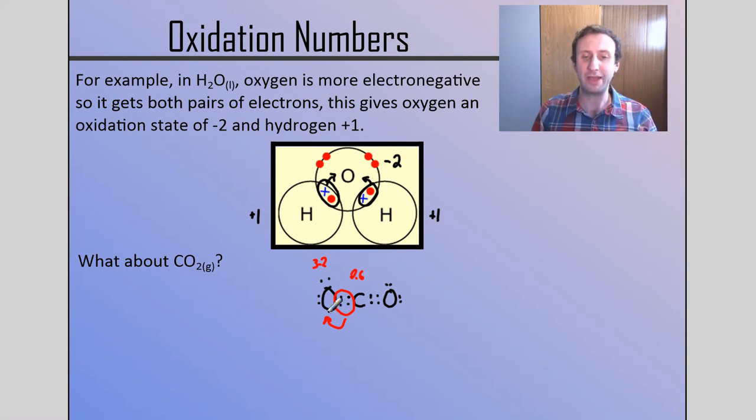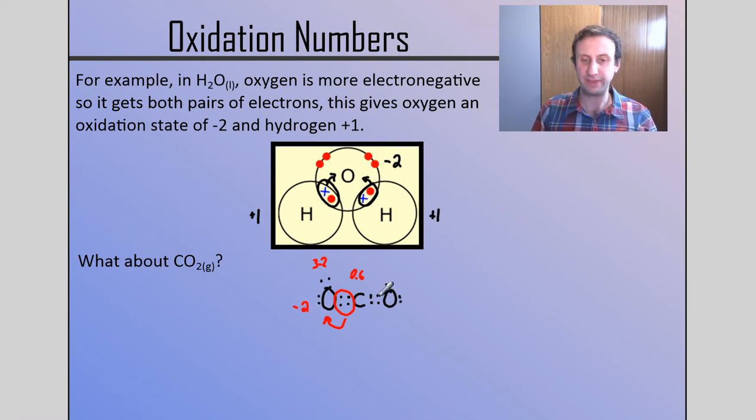So because O has higher electronegativity, these electrons are going to spend more time with O. So O brought 2 of these electrons to the party. The other 2 came from carbon, right? 2 shared pairs. So that means that O will have an oxidation number of -2 here.